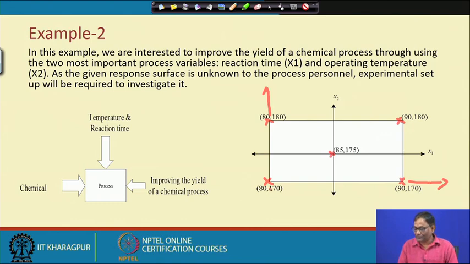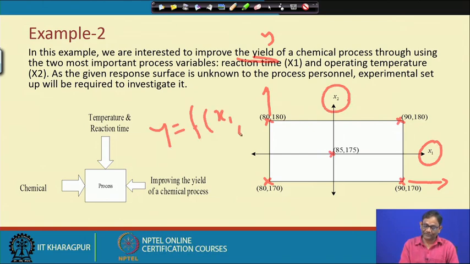But these four, 1, 2, 3, 4, these are at the corners. These are known as factorial points that we will discuss later on. But for the time being, you understand that you will be interested to know how the process yield, that is y, will be affected by x1 and x2, and you want to know what is this function of x1 and x2, then process characterization.